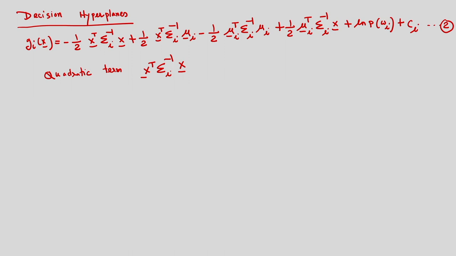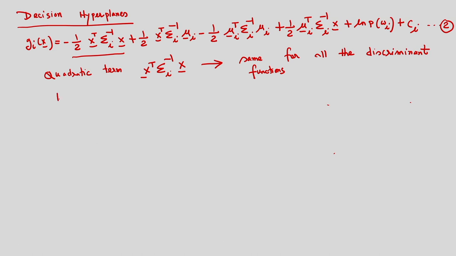This term is the same for all the classes, for all the discriminant functions. That means it has no role in classification. So this term is not important. The quadratic term will be the same for all the discriminant functions, and it has no role in classification.